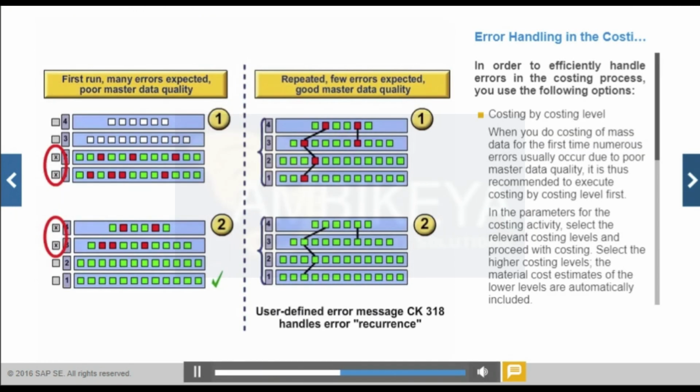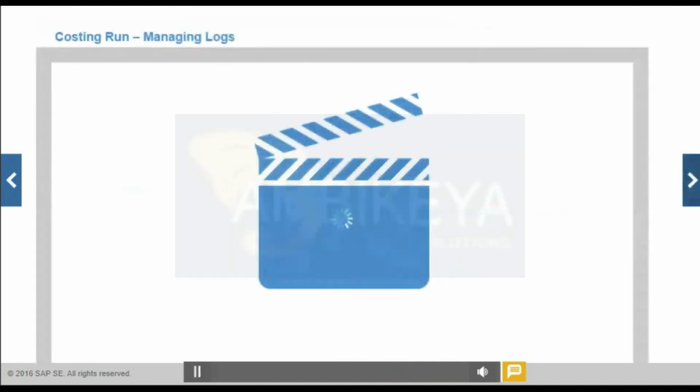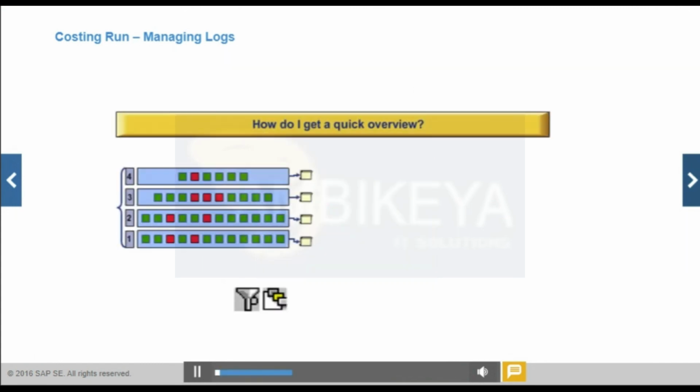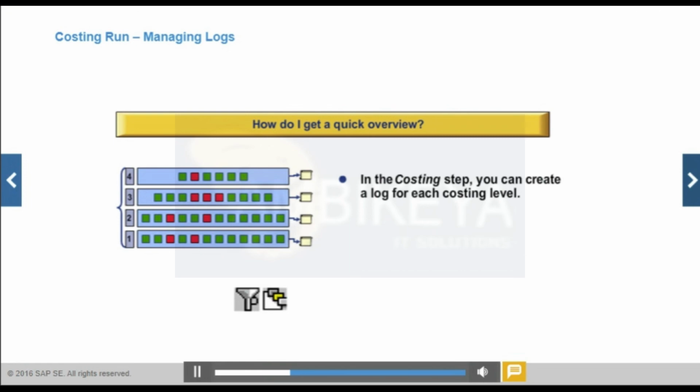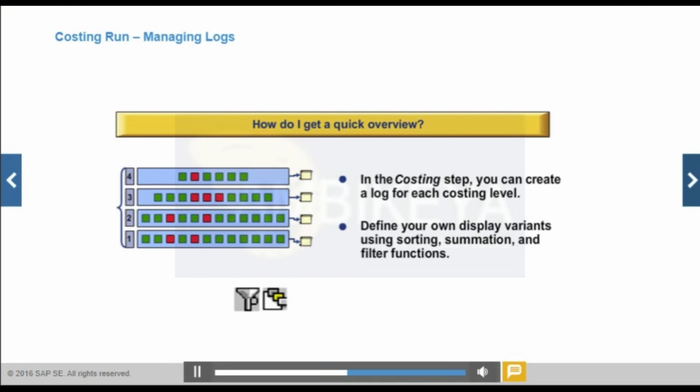In order to efficiently handle errors in the costing process, you use the following options. If extremely large costing runs are executed, you can create a log for each costing level. This makes it easier to analyze the results. The standard system contains display variants for error logs that enable you to summarize and group the data. You can define your own display variants for filters and sorting to access the required data quickly.